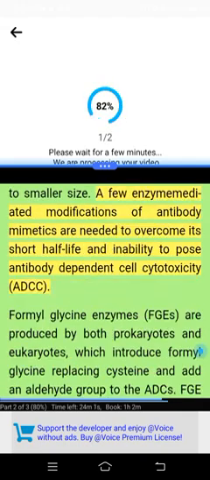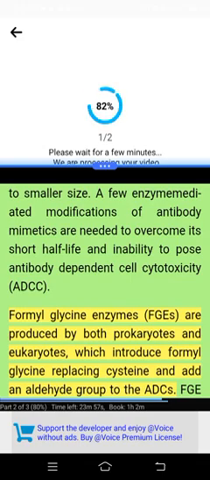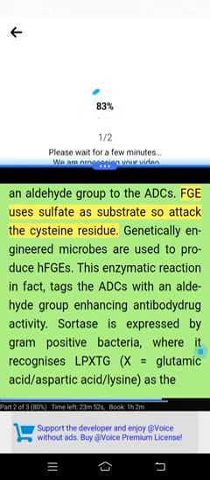A few enzyme-mediated modifications of antibody mimetics are needed to overcome its short half-life and inability to pose antibody-dependent cell cytotoxicity (ADCC). Formylglycine-generating enzymes (FGEs) are produced by both prokaryotes and eukaryotes, which introduce formylglycine replacing cysteine and add an aldehyde group to the ADCs. FGE uses sulfate as substrate to attack the cysteine residue. Genetically engineered microbes are used to produce FGEs. This enzymatic reaction, in fact, tags the ADCs with an aldehyde group, enhancing antibody drug activity.